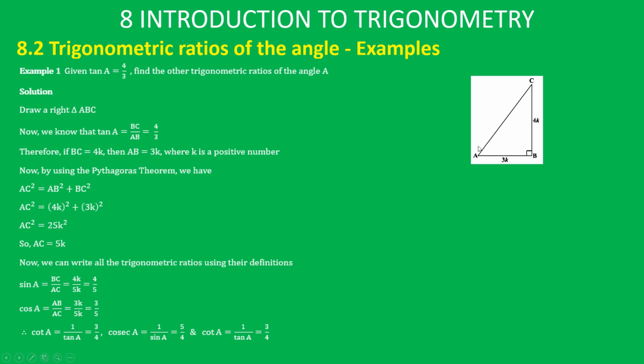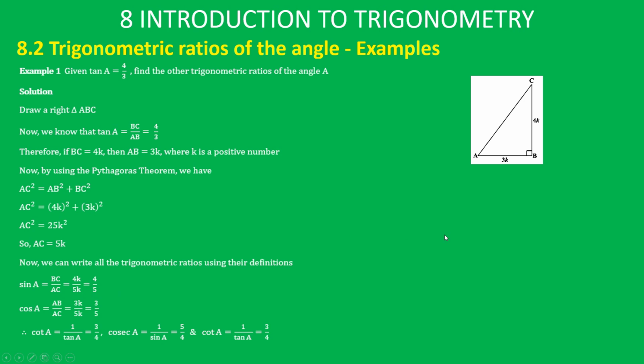What is cos A? Cos A is equal to the adjacent side to angle A, that is 3K, that is AB, and the hypotenuse is AC, which is derived as 5K using Pythagoras theorem. Now, cos A is equal to adjacent side AB by hypotenuse AC, 3K by 5K, the K cancelled, which is 3 by 5. And similarly, we can write all other ratios.